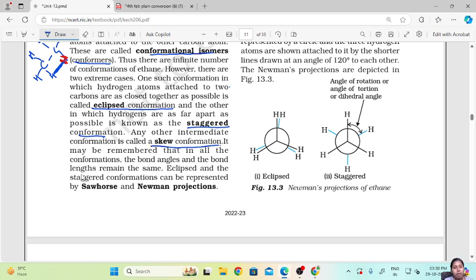Now it may be remembered that in all the conformations, the bond angles and the bond lengths remain the same. So in all these conformations, however far or however close the hydrogens are, one thing never changes, that is the bond angle and the bond length. Eclipsed and staggered conformations can be represented as Sawhorse and Newman projections. So by using Sawhorse and Newman projections, you can show eclipsed and staggered conformations.